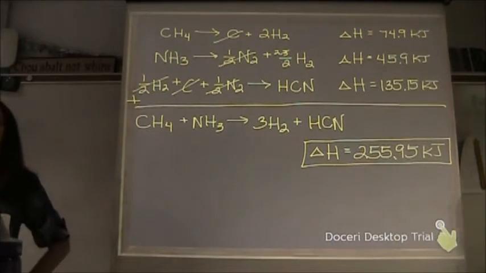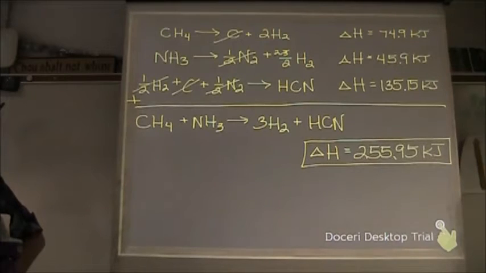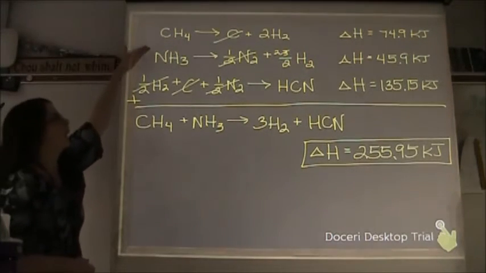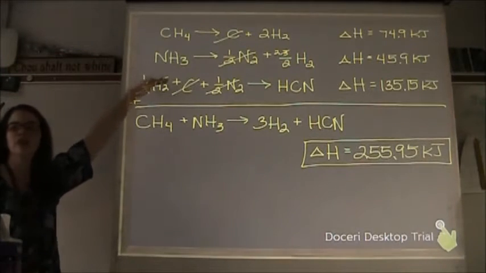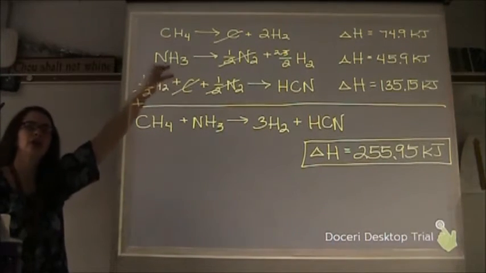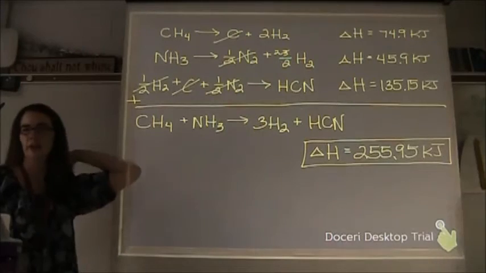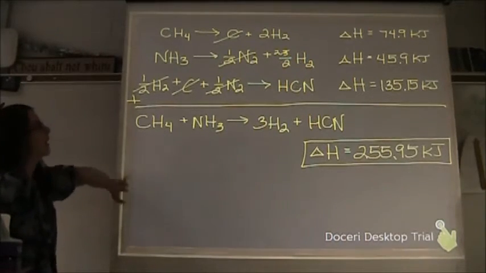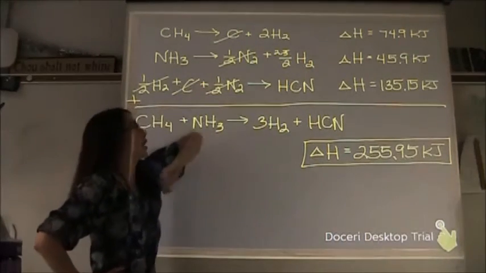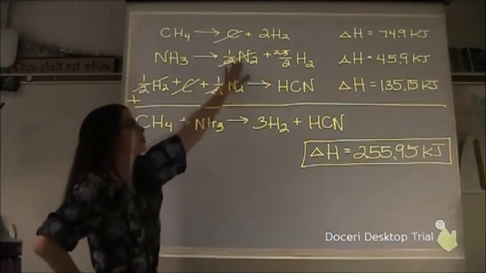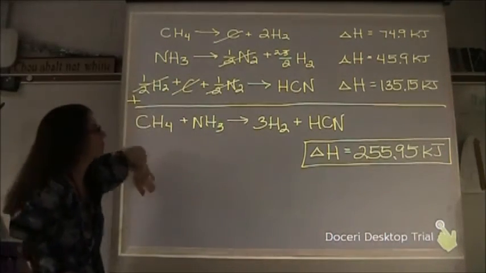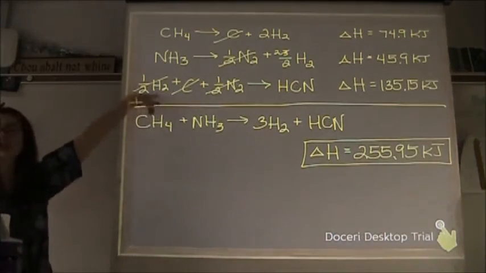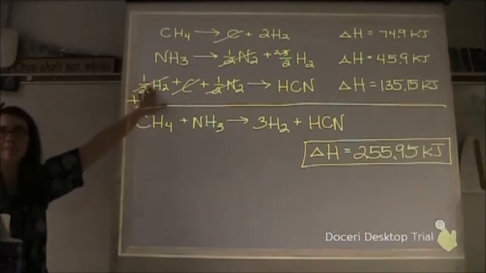So, here was the part that was a little tricky with this. Writing these three out wasn't such a big deal, but then when you start looking at what's going to cancel and what's not, okay, the carbon's going to go, that's not a problem. 1/2 N2, that's gone, not a problem.